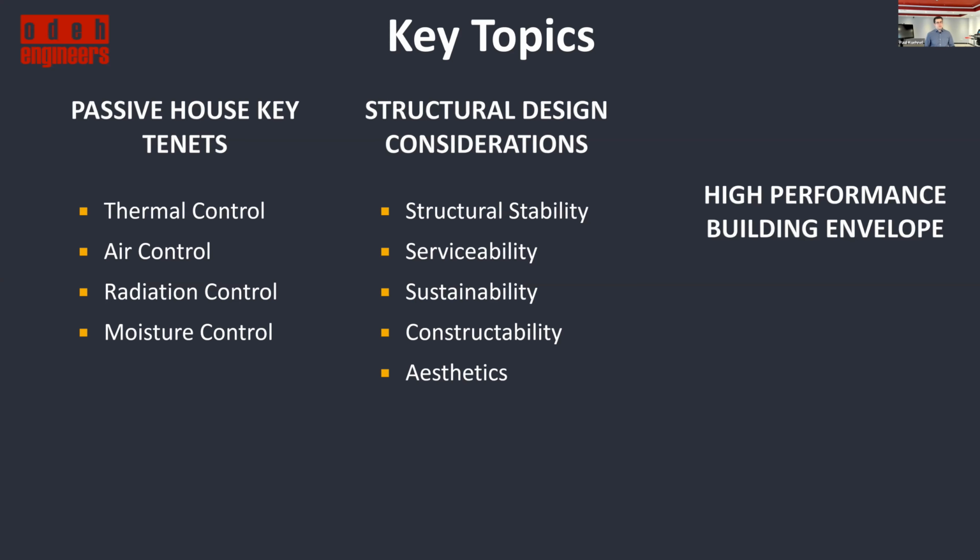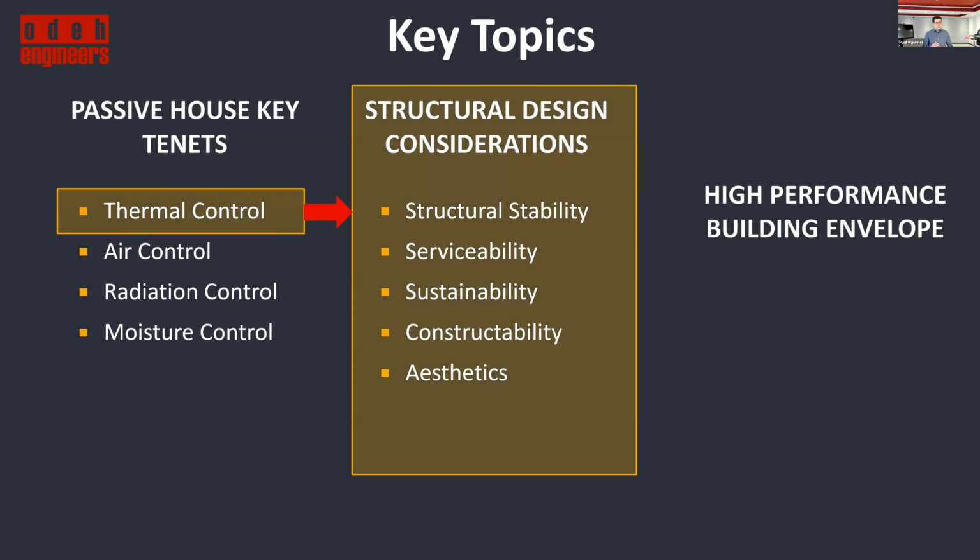So some of the key topics, as Rob and Jim have touched upon, some of the key tenets of Passivhaus design are thermal control, air control, radiation control, and moisture control. Now, as part of my presentation, we're going to focus on thermal control, and specifically controlling of the structural system and the penetrations through the building envelope. And by controlling that thermal control, as you saw in Jim's presentation, we hope to mitigate any issues with moisture and frankly, the air vapor barrier as those penetrations go through the building envelope.